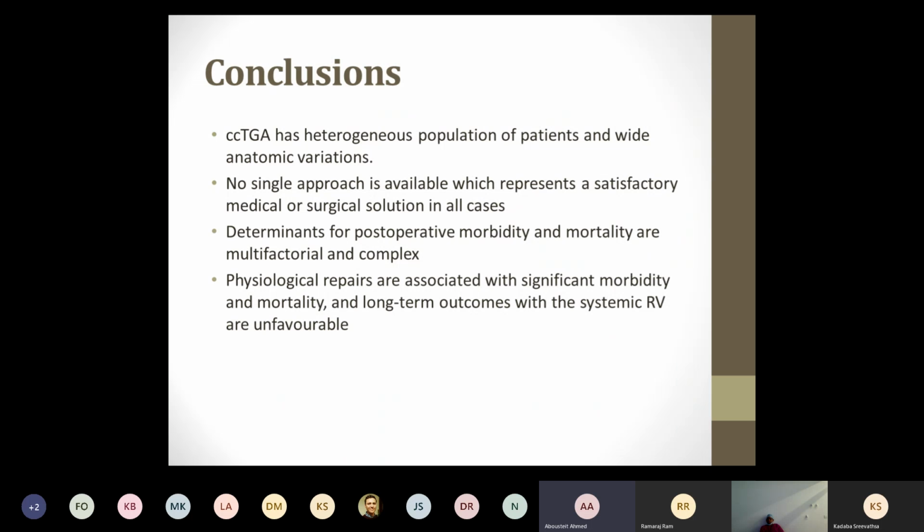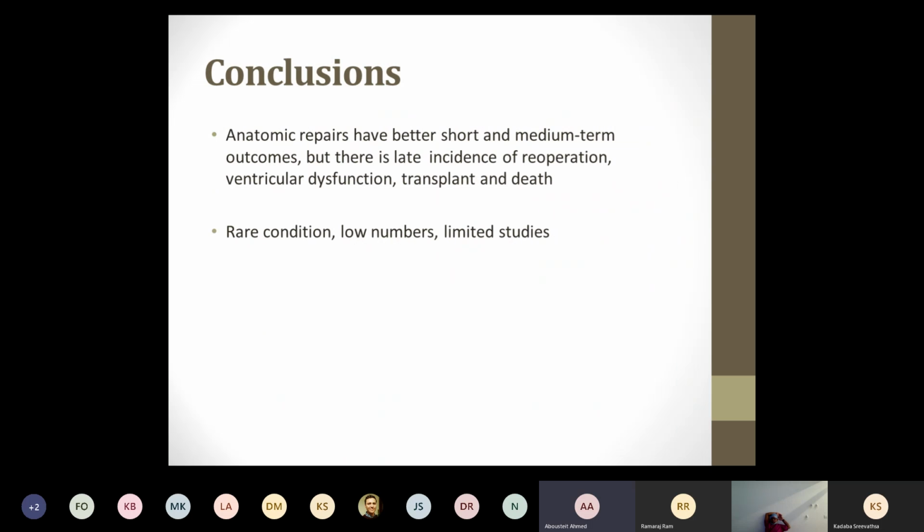So we cannot tell why this approach is better than the other one, or why the results of this are better than the others. Not plenty of cases are being done, and also there is the variability of the patients themselves. Physiological repairs are associated with significant morbidity and mortality, and the long-term outcomes with the systemic RV are unfavorable. The last one is, as I said, the anatomic repairs have better short and medium-term outcomes, but there is a late incidence of reoperation, ventricular dysfunction, transplant, and death.